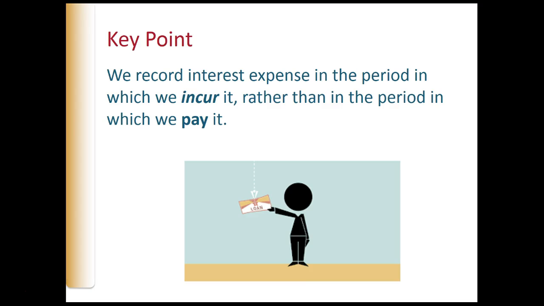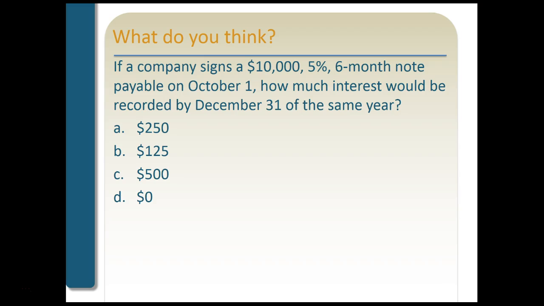Now, a key point to remember is we record interest expense in the period in which we incur it. It's not recorded in the period that it's paid, but when it's incurred. Here's another question for you. If a company signs a $10,000 5% 6-month note payable on October 1st, how much interest would be recorded by December 31st of the same year?